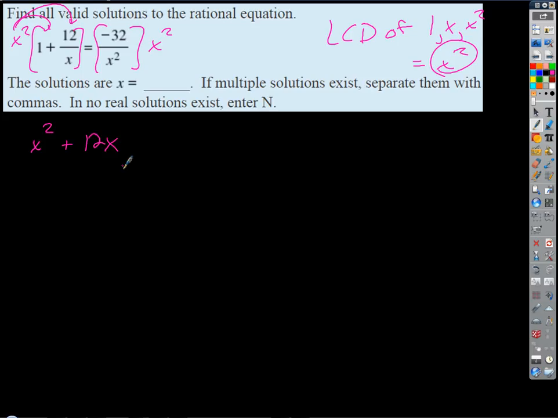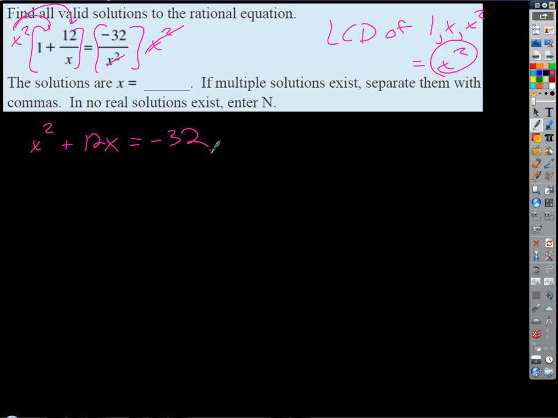And then on the other side over here, Brandon, what am I going to get if I multiply this fraction by x squared? Anything cancel? Yeah, good. The x squareds cancel, don't they? So I would just get a minus 32. Now I've got an equation. That's good, right? Now I've got a simple equation.